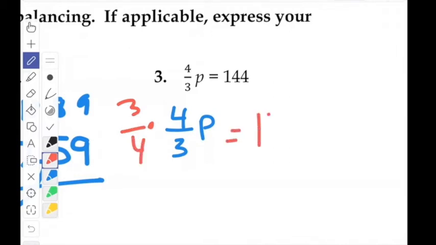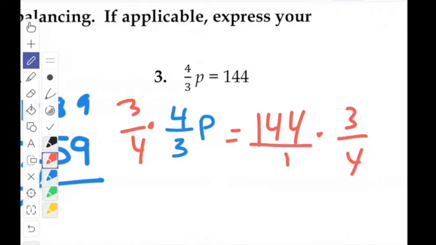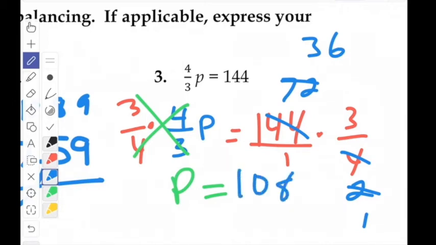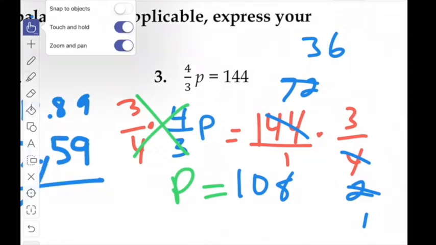So it will equal 144 times 3/4. And if you notice right here, these cancel out. You get left with p. P equals, and right here I can simplify. So you could, let's start off by 2. So if I simplify by 2, I get 2 and 72. And if you look again, I can simplify again. So it's 1 and 36. So 3 times 36 is 108. And the answer is 108. And if you want, you could put it right back into the equation, and you'll see that it will work.